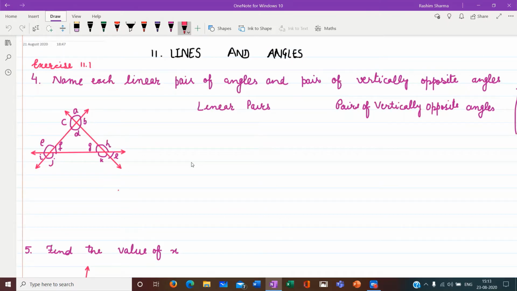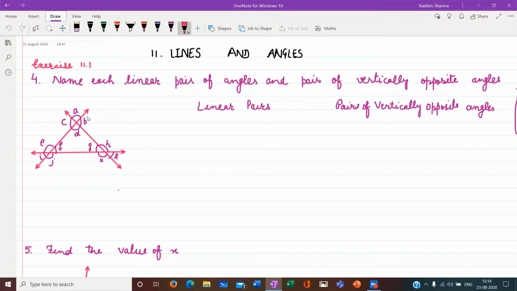In exercise 11.1, we discussed questions number 1 to 3 in the previous class. Let us start with question number 4. Name each linear pair of angles and pair of vertically opposite angles. Now the diagram is shown here. Here we can see angles A, B, C, D on one vertex, E, F, I, J on the other vertex, and G, H, K, L on the third vertex of the triangle shown here.